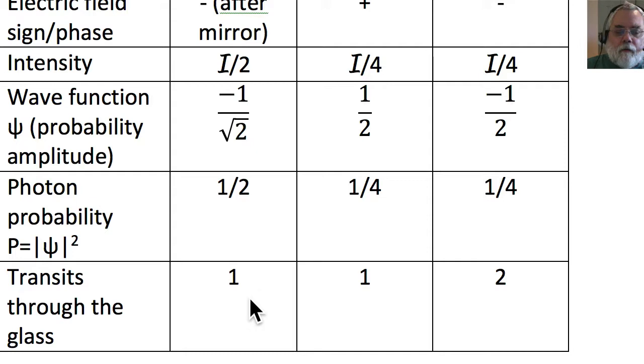Now the top path had experienced one transit through glass, and in its reflection on its way to the top output to detector D0, it does not transit the glass, so it still has experienced one transit. But on the path to the bottom detector D1, it passes through the glass, and so it picks up a second transit through the glass.